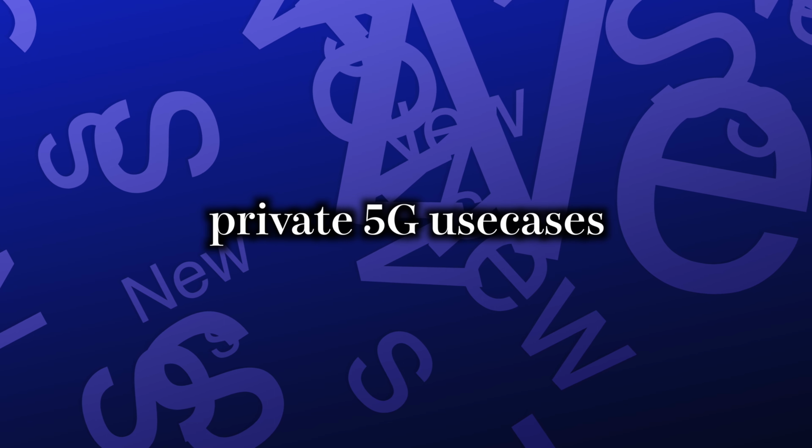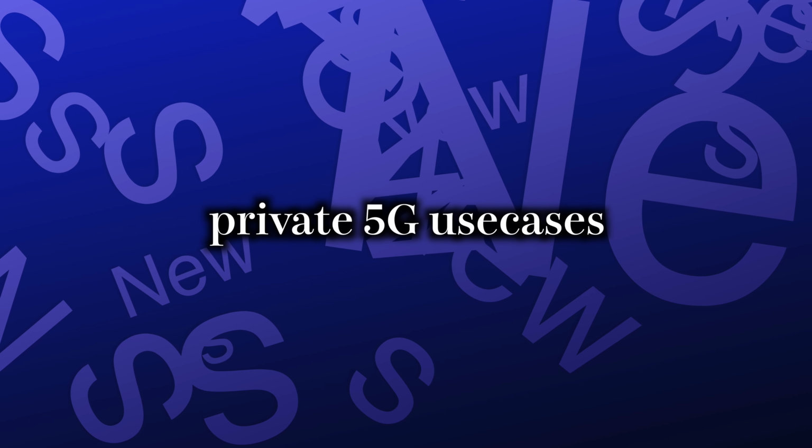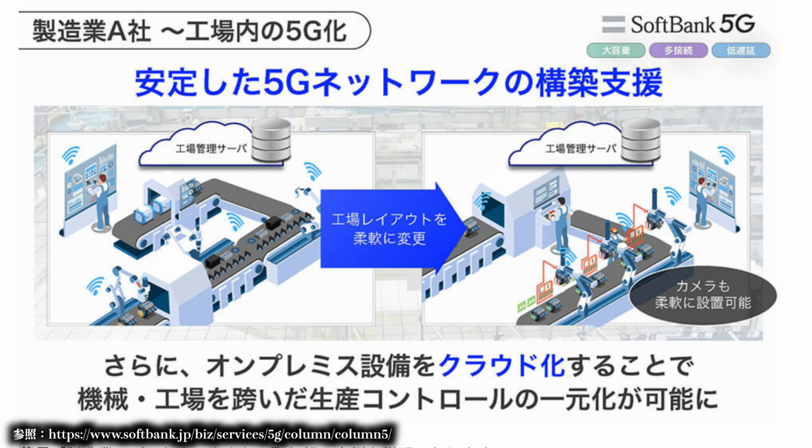Now, let's also look at a few examples of private 5G use case. This is a case study of SoftBank's corporate division. The first is 5G in factories. These days, we use many IoT devices such as cameras, sensors, etc. By converting them to 5G, we can exchange larger amounts of data with lower latency.